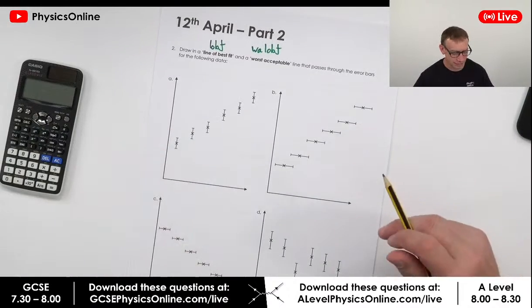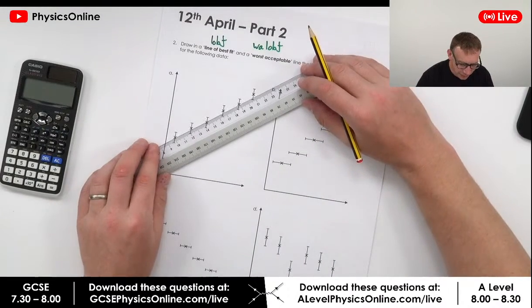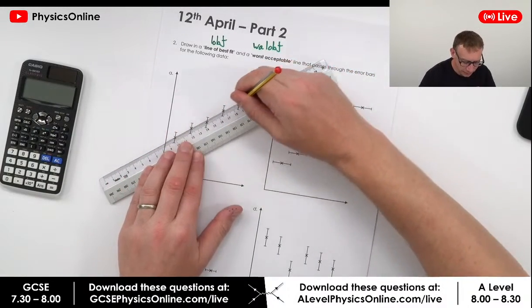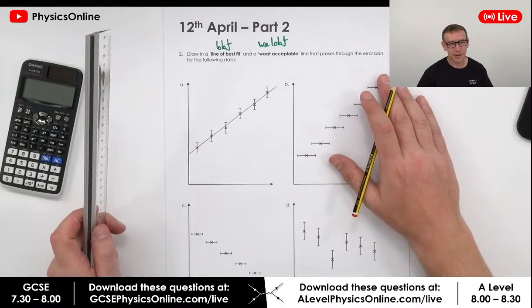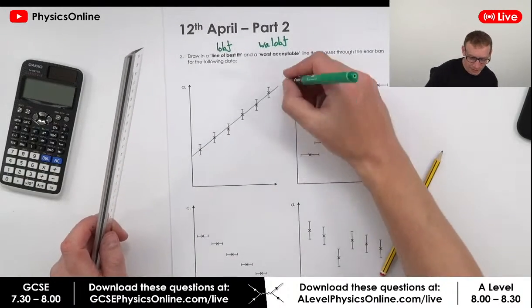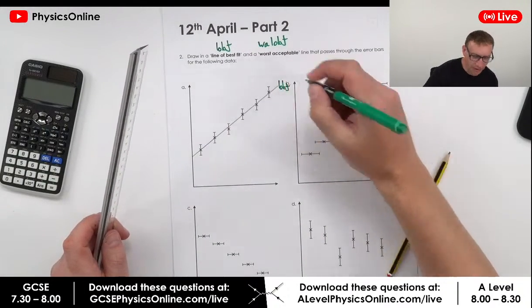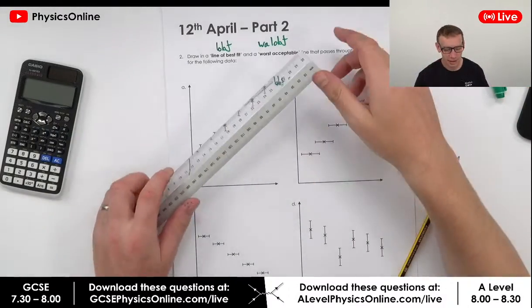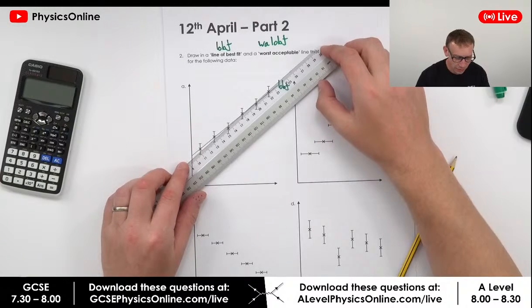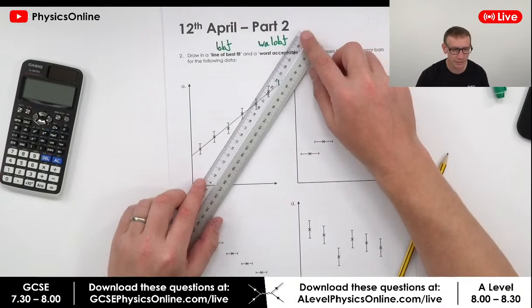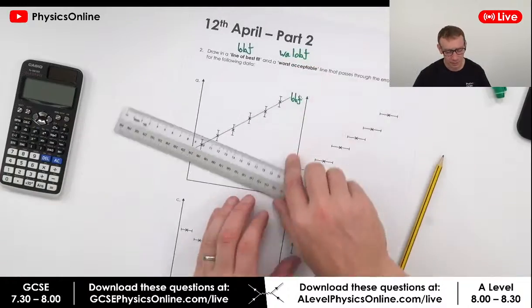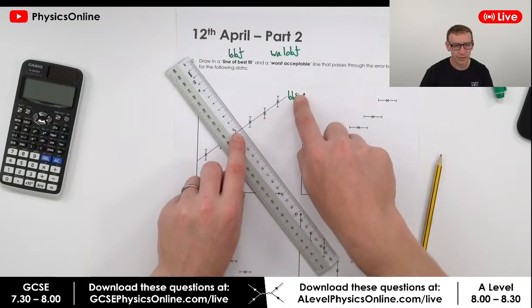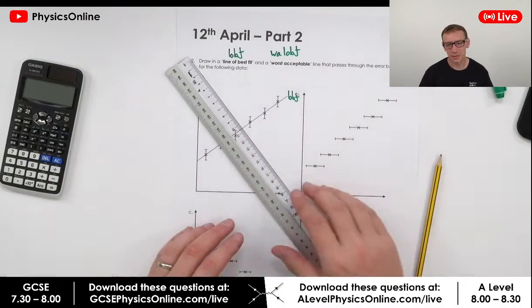So the first thing I'm going to do is just look at the crosses and put in a line of best fit like this. Okay, so that is my line of best fit. I'll label that as LOBF, in green. Now, the worst acceptable line is a line that has to go through all of the error bars. So you can't have a worst acceptable line like this, or like this. Strictly speaking, if I did a line like that, we've got half the points above and half the points below the line, but it doesn't really work like that.